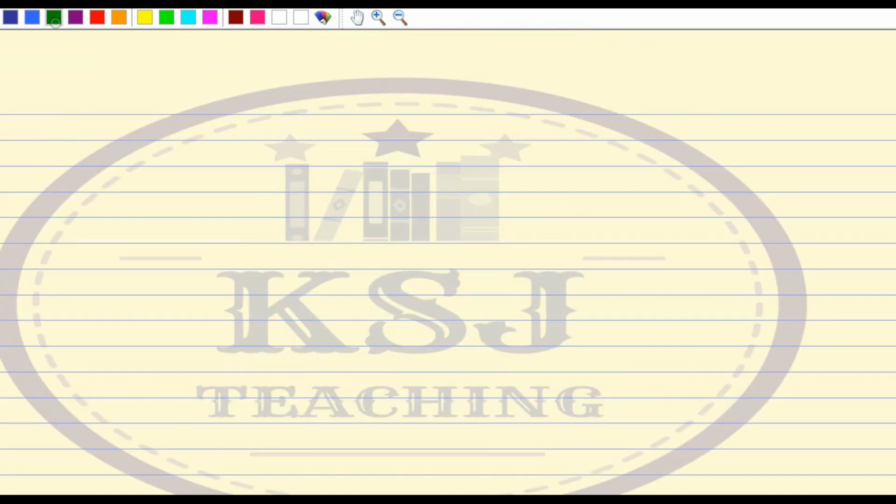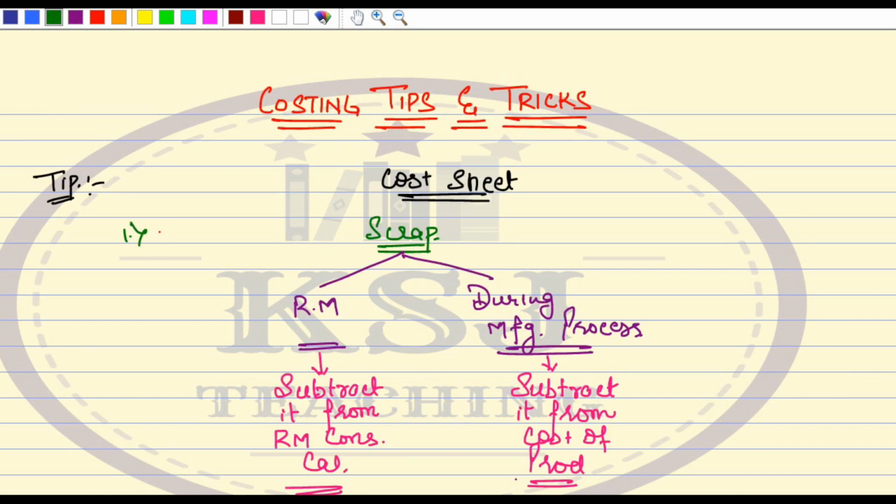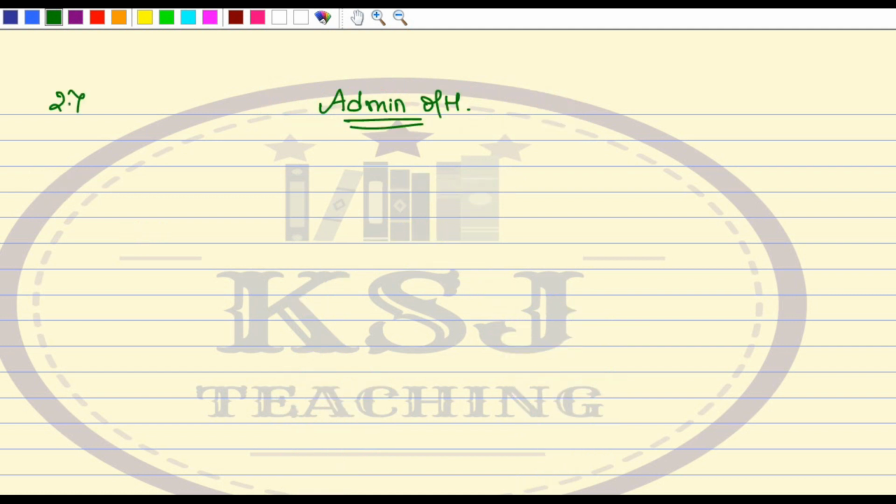Now the second point to be discussed is regarding the administration overheads. Okay, one more thing regarding the scrap. Sir, if nothing is mentioned, if just scrap is given, then you can assume anything and give a note at the bottom of the solution. Okay. Related to the administration overheads, again, there are two types of administration overheads. One is related to production and the other one is general administration overheads.